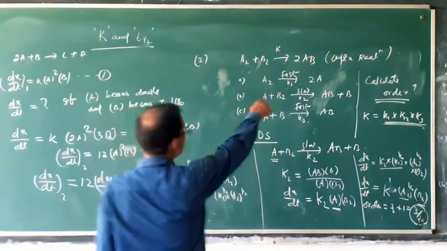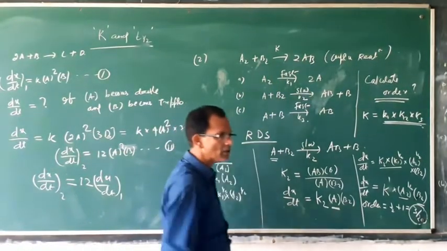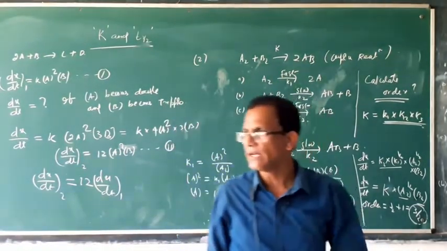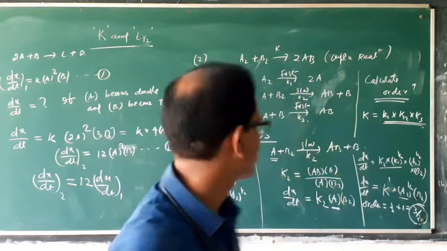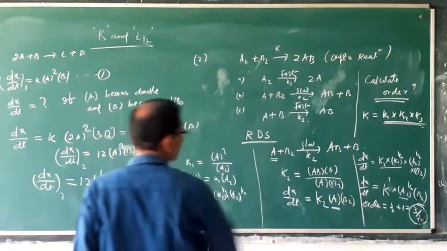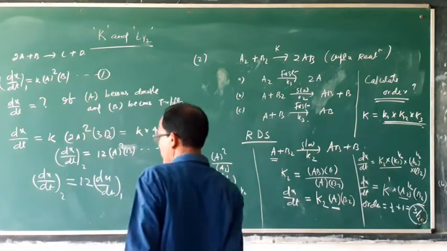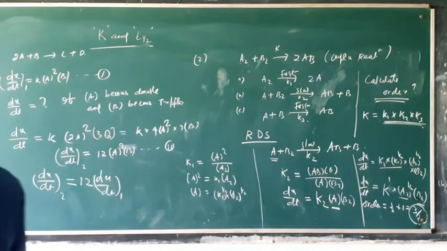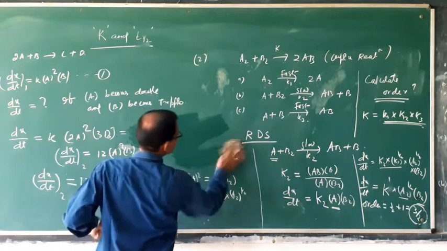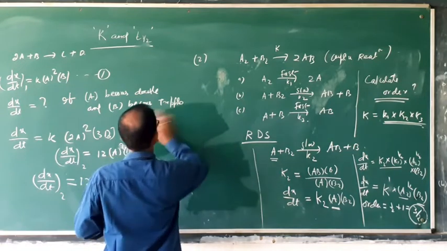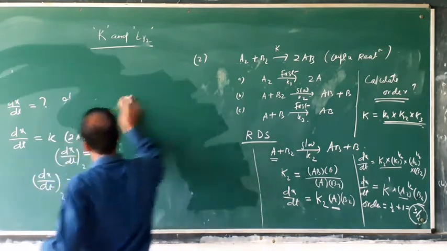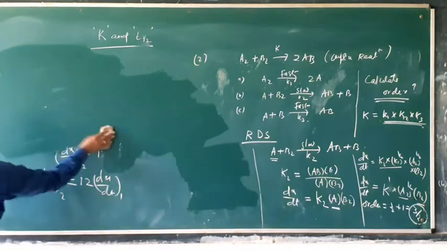So by knowing the rate determining step, we can calculate the order of the reaction by comparing the K values. By taking the different K values, we can calculate the order. So like this, different types of problems will be asked, and you can solve them. Then other problems like this.